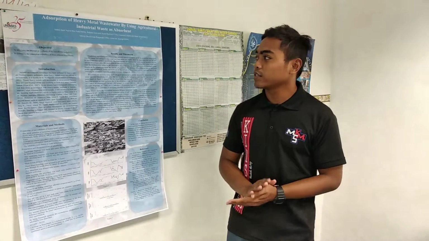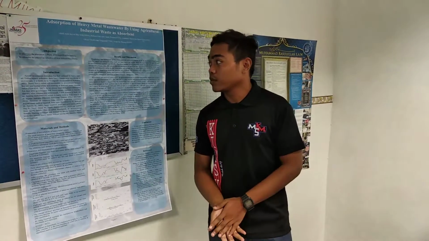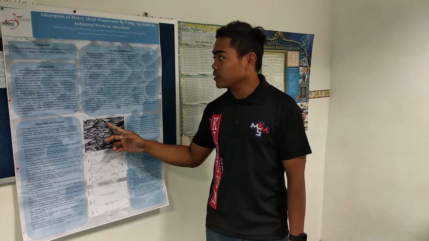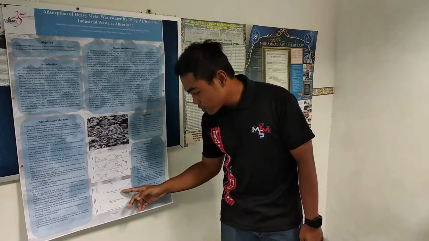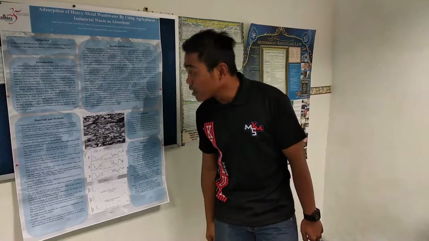For the result and discussion part, the first figure shows the morphology and the dimension of bioabsorbent particles, which were examined by SEM, also known as scanning electron microscopy. In figure 1, A is the morphology of the castor leaf surface, B is the morphology of rice husk, and C is the morphology of sugarcane bagasse.